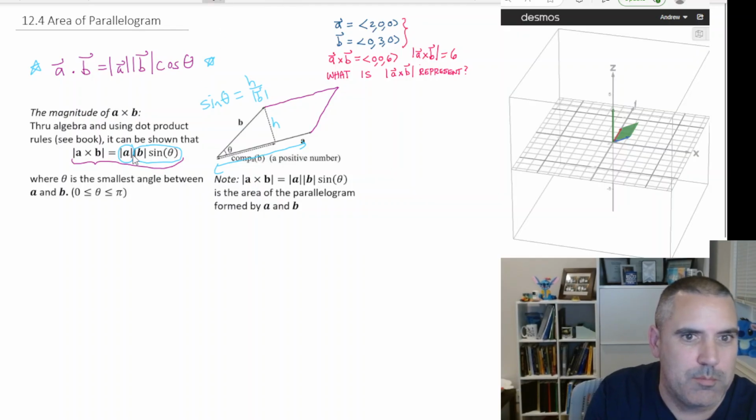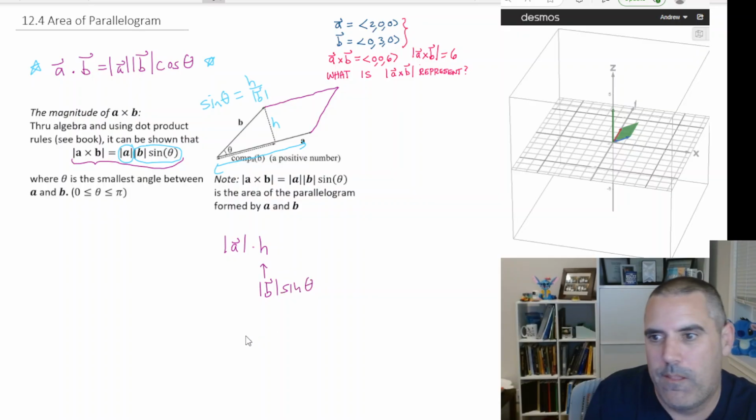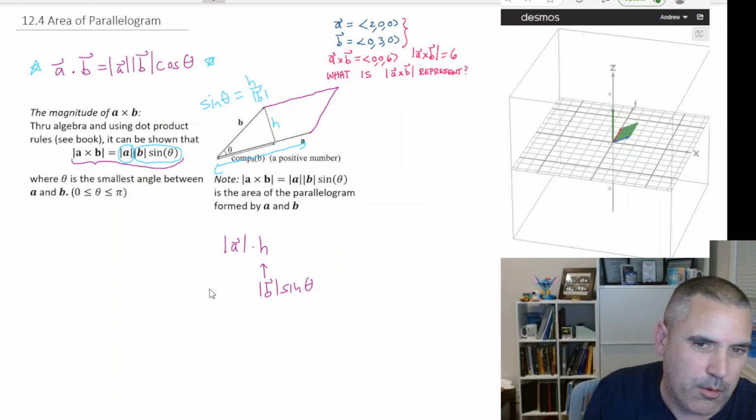If you aren't following, what I'm saying is that the area of this parallelogram is the length of A times h. And then I'm saying, by the way, h is the length of b times sine of theta. So that's why it's the area of the parallelogram.